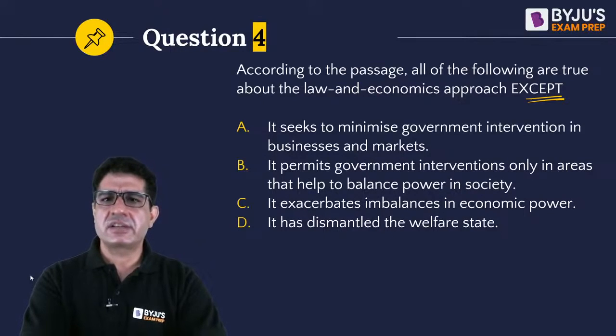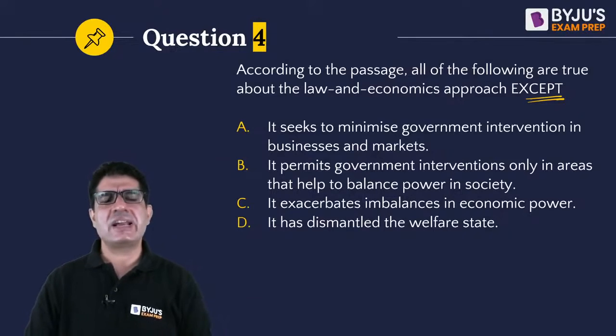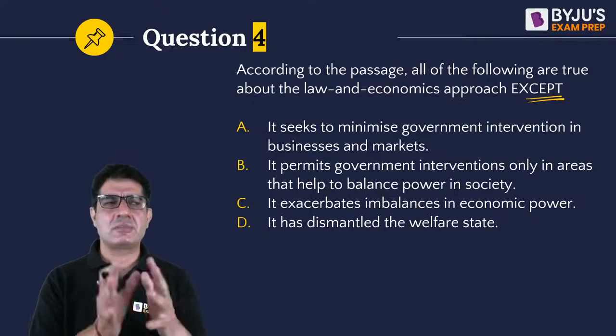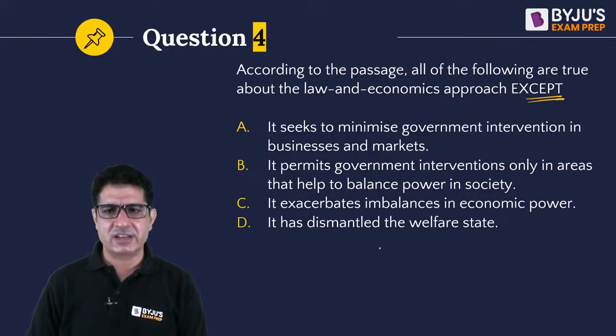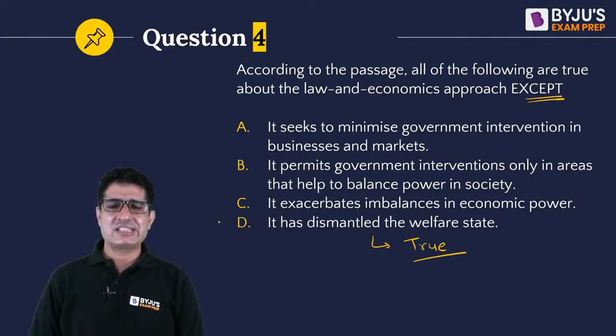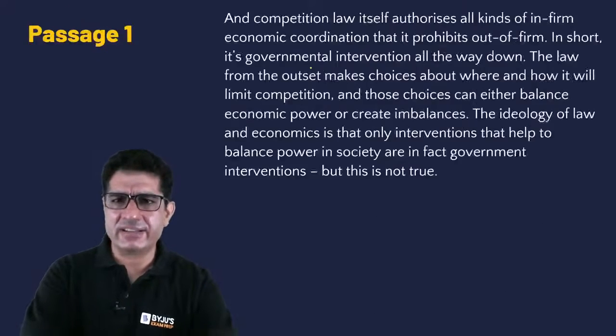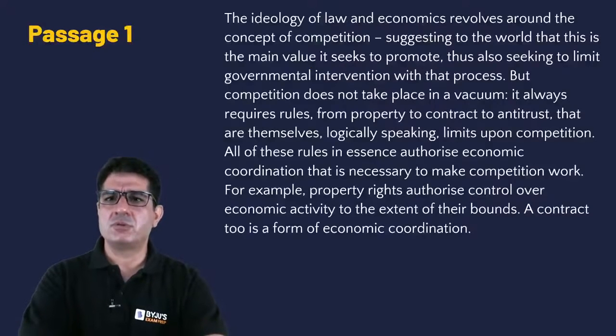So the first answer that I received was option D. In fact, D is the main idea, that law and economics entry has dismantled the welfare state. This in fact is the central theme of the passage. So D is definitely true and therefore should not be our answer. Would you like to try it again? Don't forget the use of except. Should I highlight some of these parts to help you?